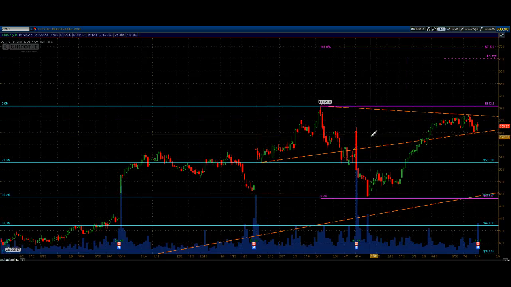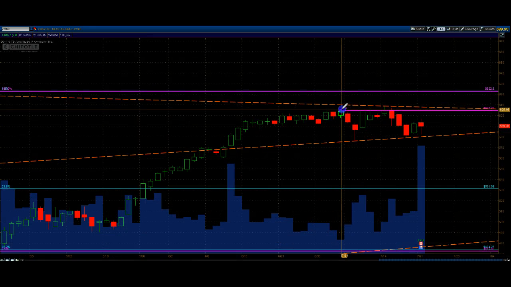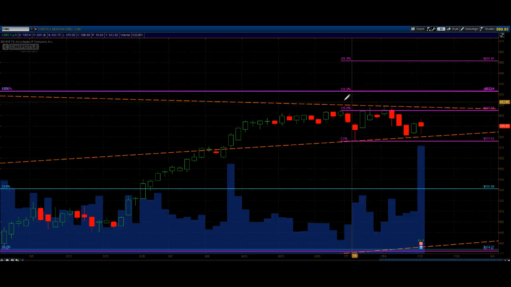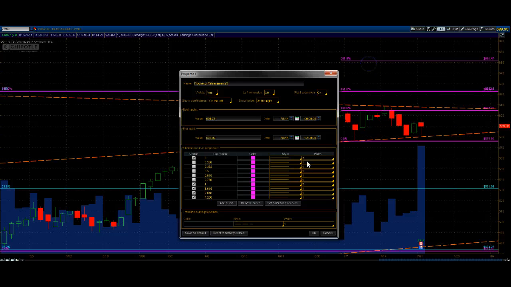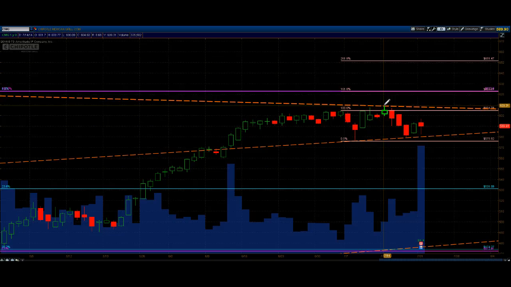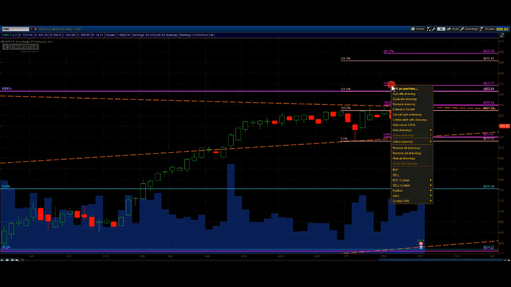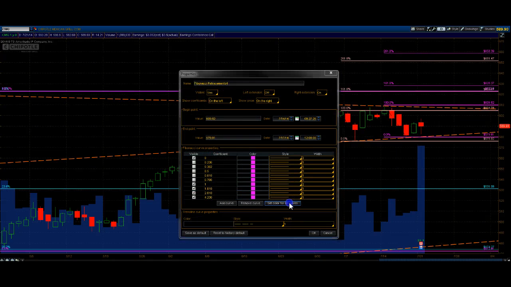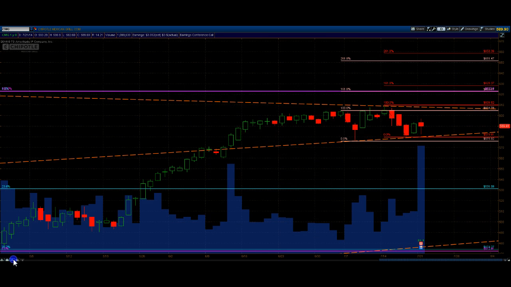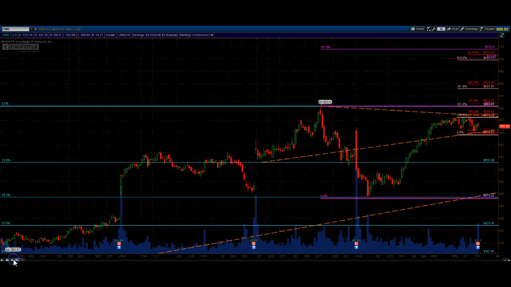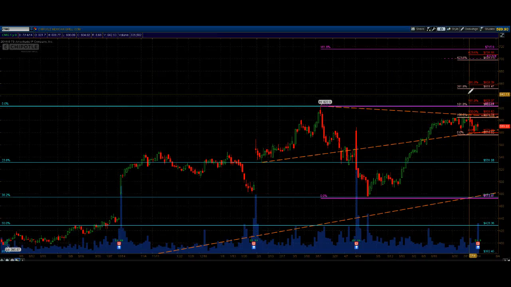So we could come up here and we could do one here off this. Oddly enough, the 161.8 is also that retracement there. And then maybe one off this move right here. So then when you back out, you have something like this, which gives you a few more targeted areas.